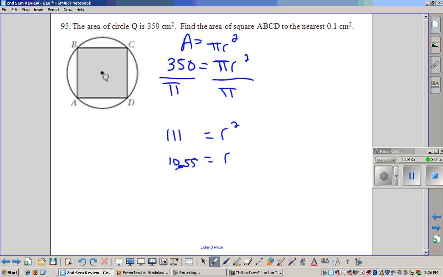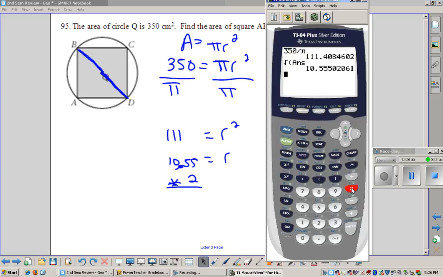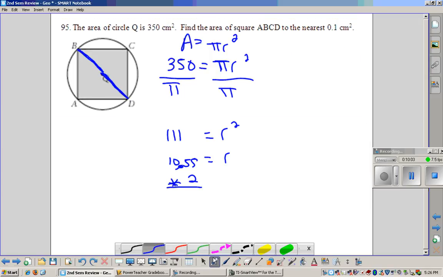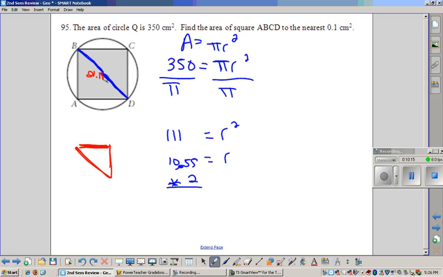So that's the radius. So that means this distance, just careful to draw it right there, it's 10.55. So what's this distance? It'll be double that, right? So we'll have to multiply this by 2 to get the diameter. So that's about 21.11. So that distance, the diagonal and the diameter, is 21.11. Now that is the diagonal of the square.